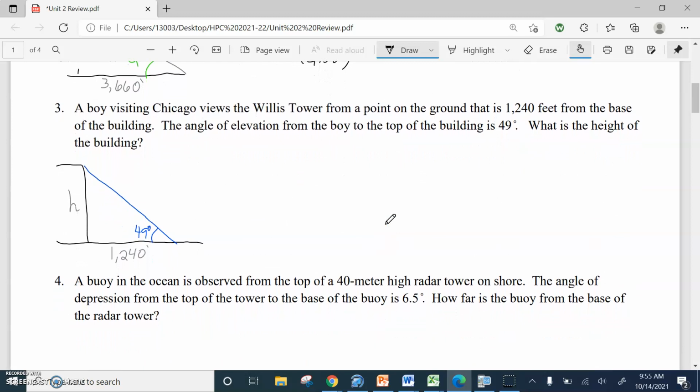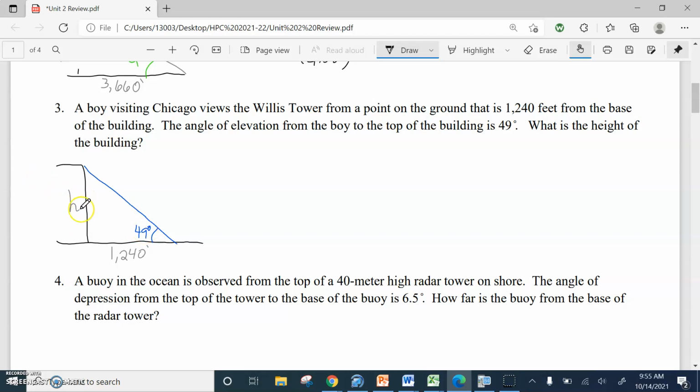Number 3, a boy visiting Chicago views the Willis Tower from a point on the ground. So there's the boy on the ground looking up at the tower, and this blue line is his line of sight. We know that the boy is standing 1,240 feet from the base, so that's the horizontal distance. We also know the angle of elevation, so that's from horizontal. If the boy was looking horizontally and then looked up at the top of the building, that's 49 degrees. They're asking for the height of the building.